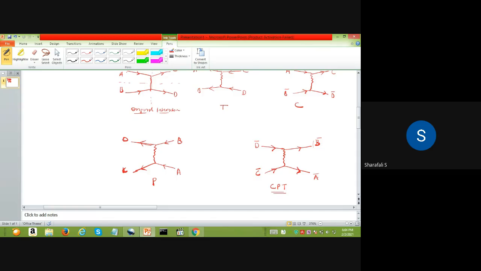So up to now, there is no interaction which violates CPT theory. If any interaction is going to violate CPT theory, then we have to rewrite those relativity equations, the special theory of relativity, and the relativistic quantum mechanics. So there will be many corrections if CPT theory is violated in any of the interactions. But up to now, there is no interaction which violates CPT theory.